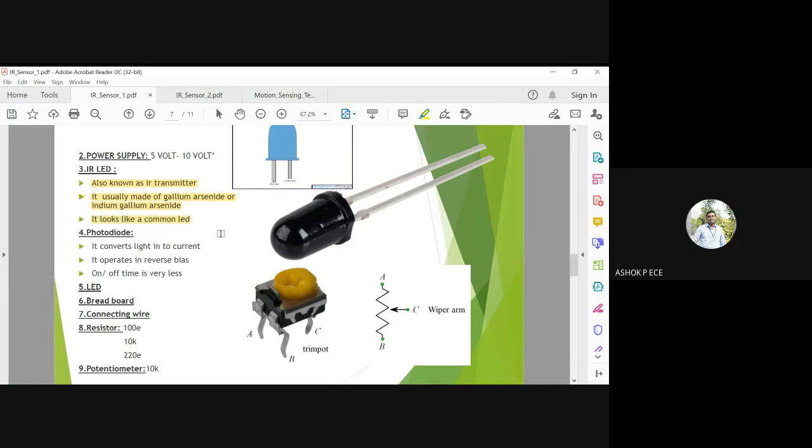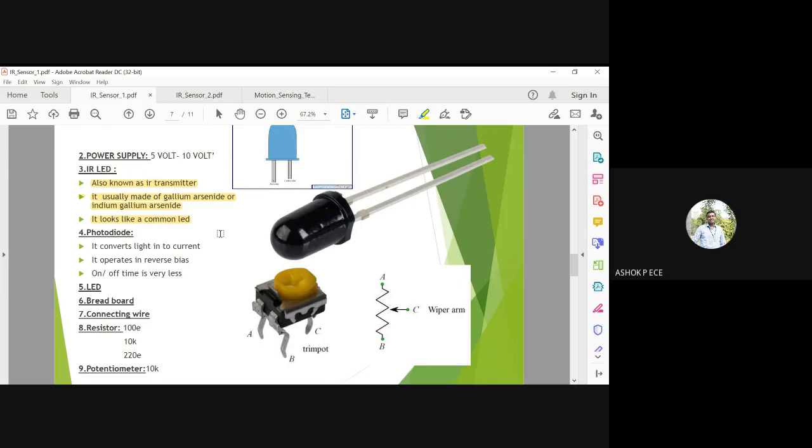It looks like a common LED. The only thing is that it will not glow, because infrared radiation is invisible to human eyes, as the wavelength is very small. It is outside the visible range, right? It is outside red. So you cannot see the LED glowing. But actually, when you give power supply to the LED, it will start emitting infrared radiation.